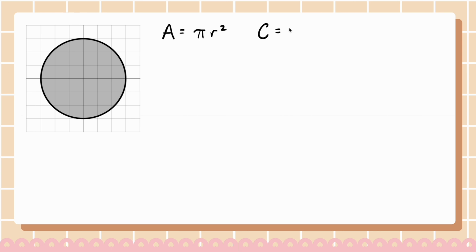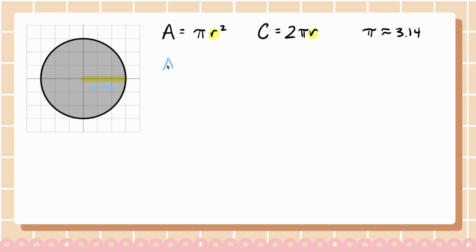Circumference is represented by 2 pi r. The circumference of a circle represents the outside perimeter or length around a circle. For the purposes of today's lesson, we're just going to be using the approximation for pi, which is around 3.14. Now the r in each of these formulas represents the radius. The radius of a circle is the distance from the center to a point on the outside of the circle. In this case, our radius is equal to 3.